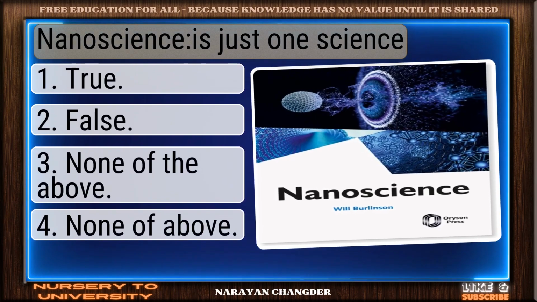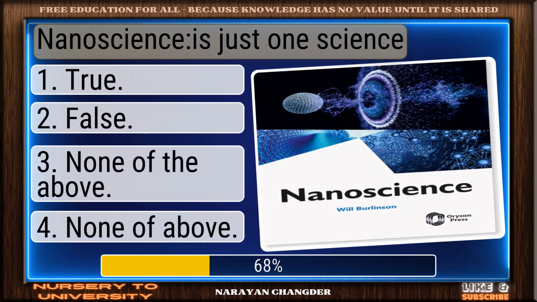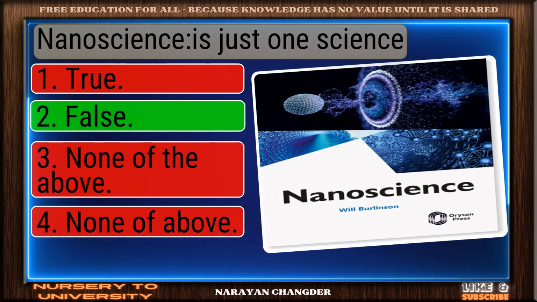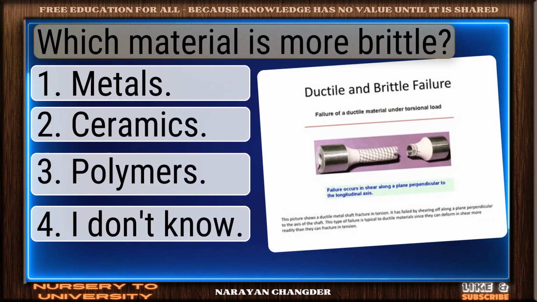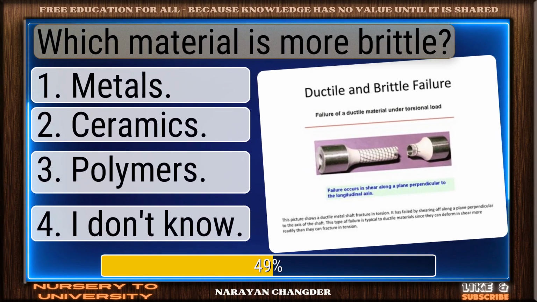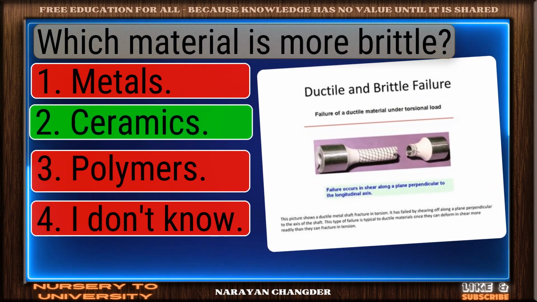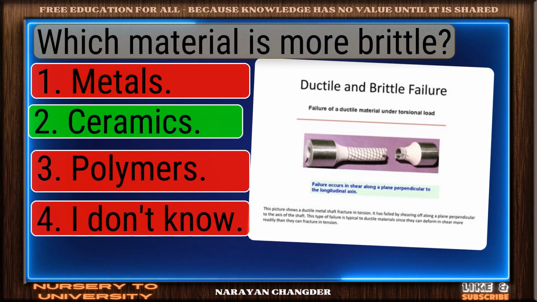Nanoscience is just one science. Great thinking. False is the right choice. Which material is more brittle? Strong choice. Ceramics is the right answer.